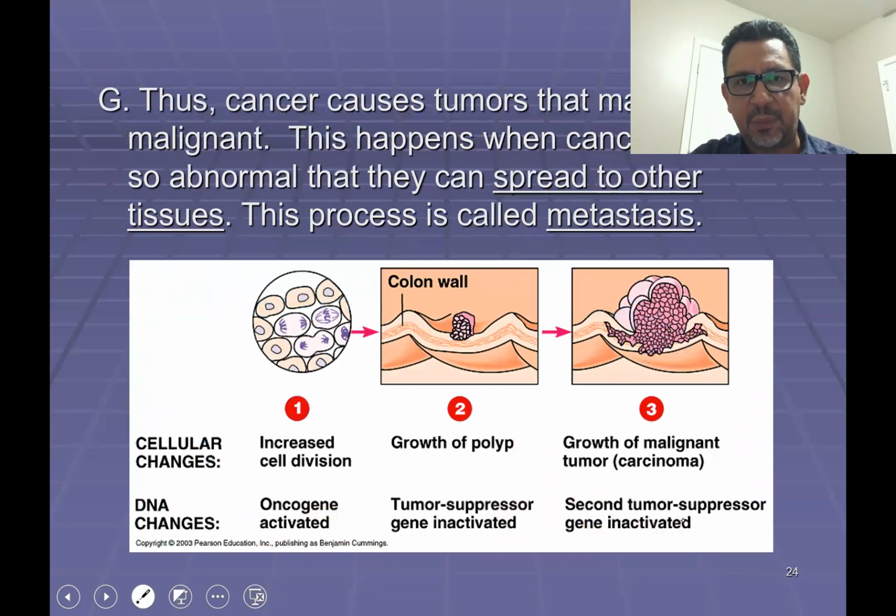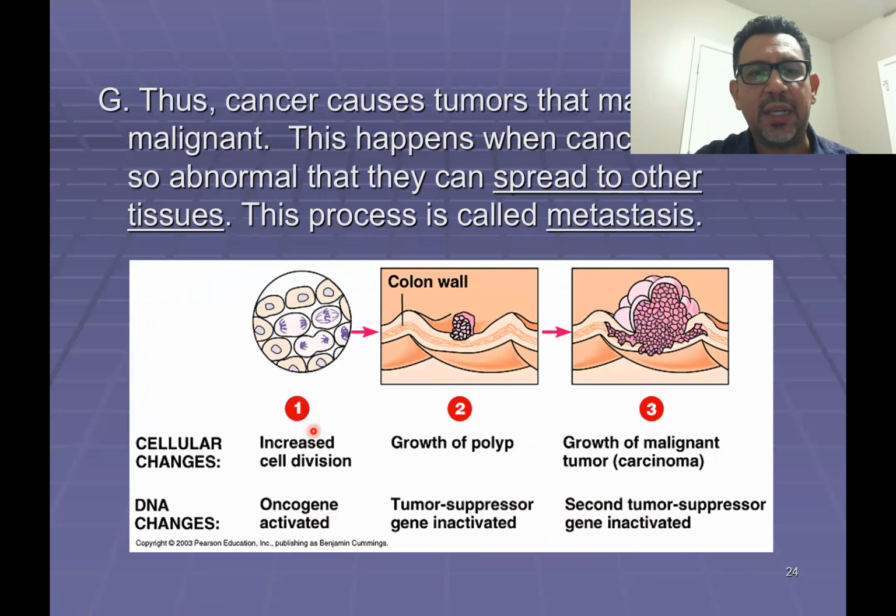Cancer is said to be something that requires many mutations. So just one mutation will not lead to cancer. One mutation can lead to an increase in cell division. This happens when an oncogene is activated. Remember, these oncogenes will be the ones that stimulate increased cell division. Eventually, a polyp can begin to form, and that's usually linked to a second mutation. And this is going to be when a tumor suppressor gene is inactivated.